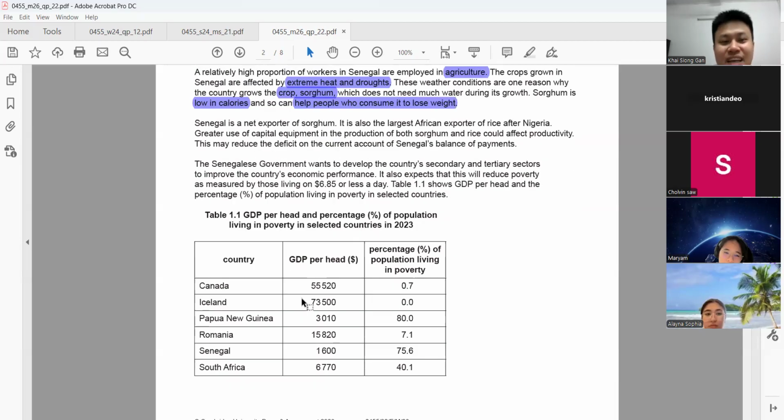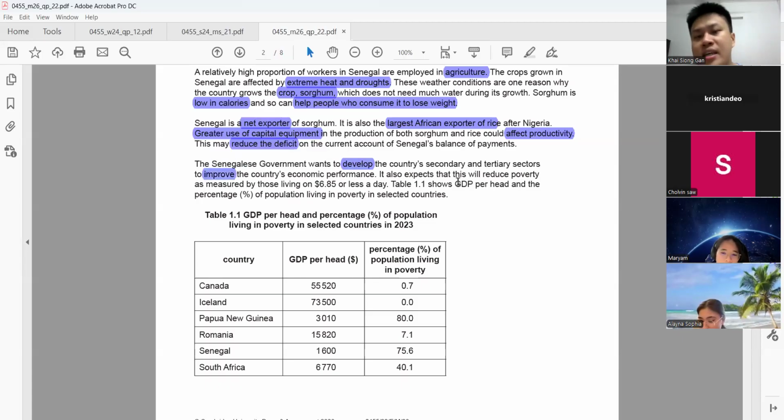Now next one. Senegal is a net exporter of sorghum. It is also the largest African exporter of rice after Nigeria. Greater use of capital equipment in the production of both sorghum and rice could affect productivity. This may reduce the deficit on the current account of Senegal's balance of payments. So meaning to say that maybe they will start to export more and import less. The Senegalese government wants to develop the country's secondary and tertiary sectors. They want to develop other sectors to improve the country's economic performance. It also expects that this will reduce poverty as measured by those living on $6.85 or less a day.